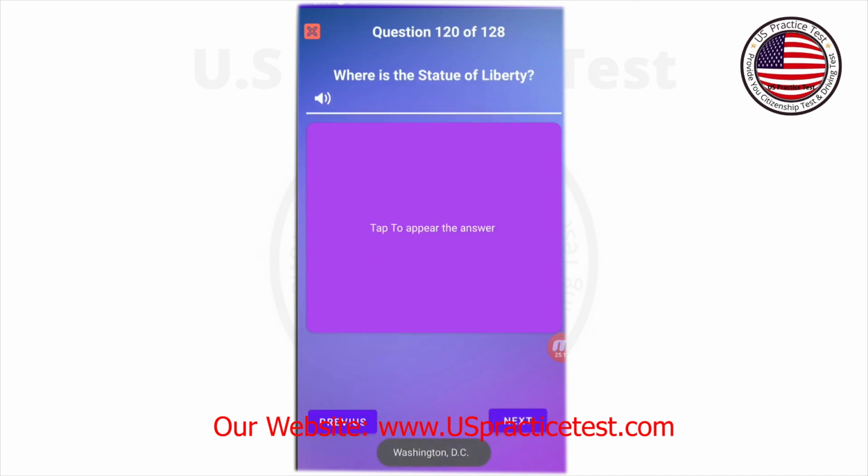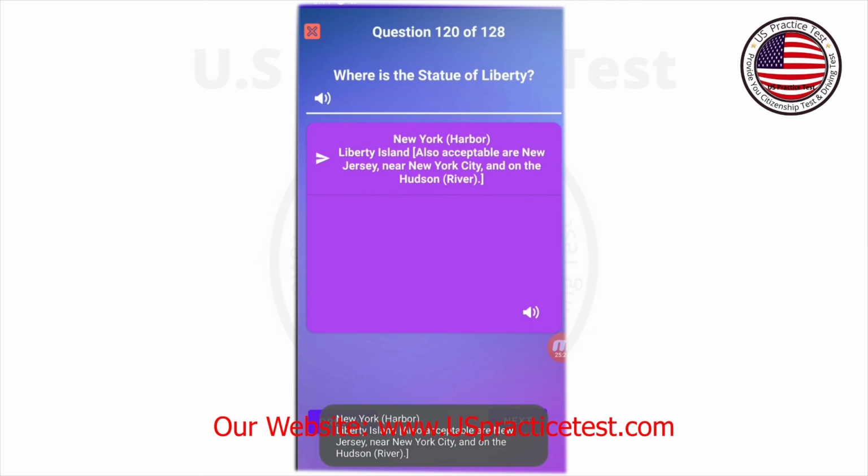What is the capital of the United States? Washington, D.C. Where is the Statue of Liberty? New York Harbor. Liberty Island. Also acceptable are New Jersey, near New York City, and on the Hudson River.